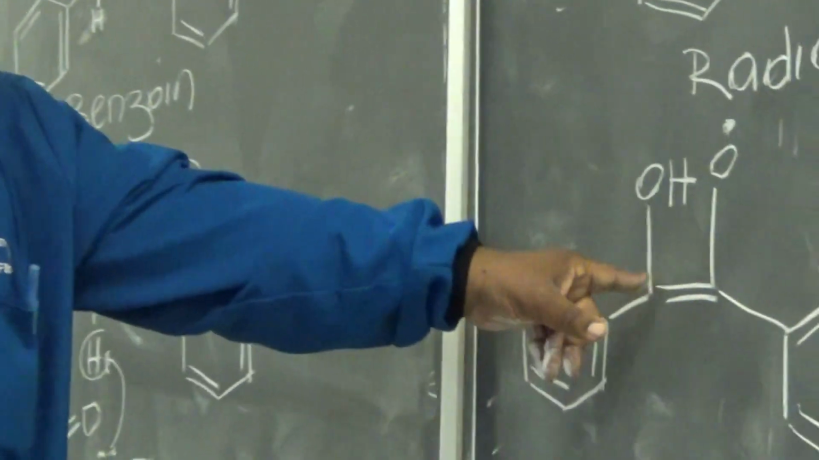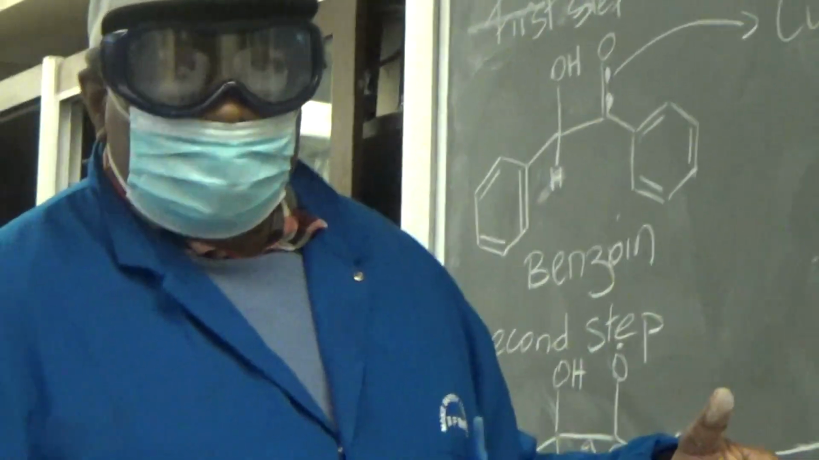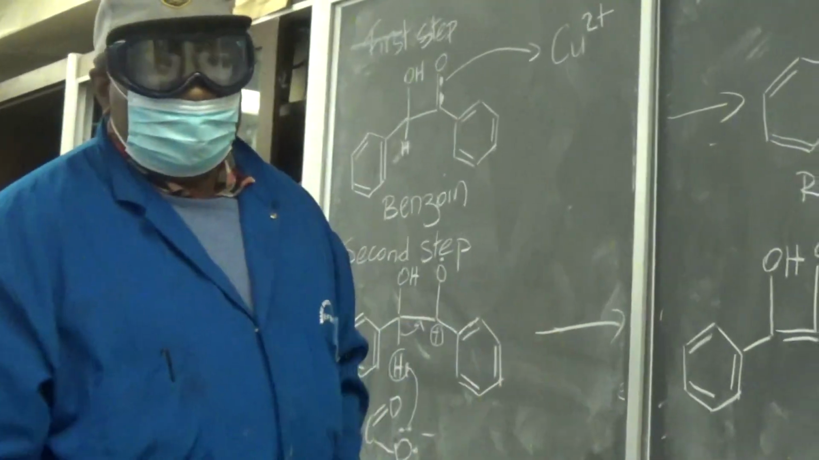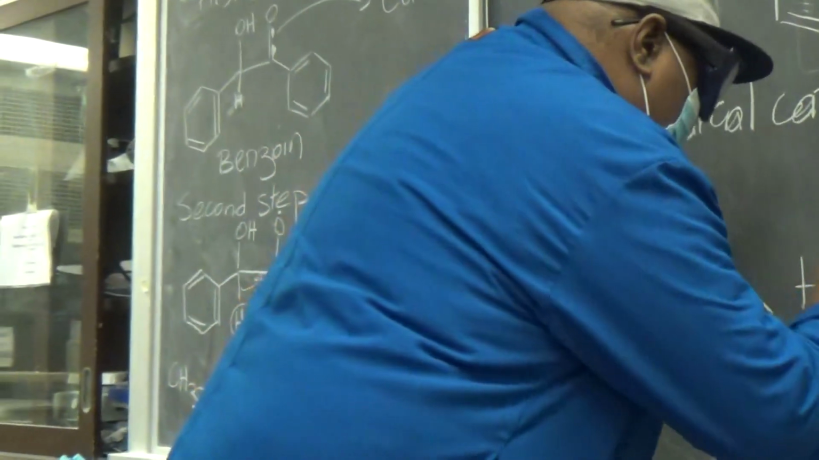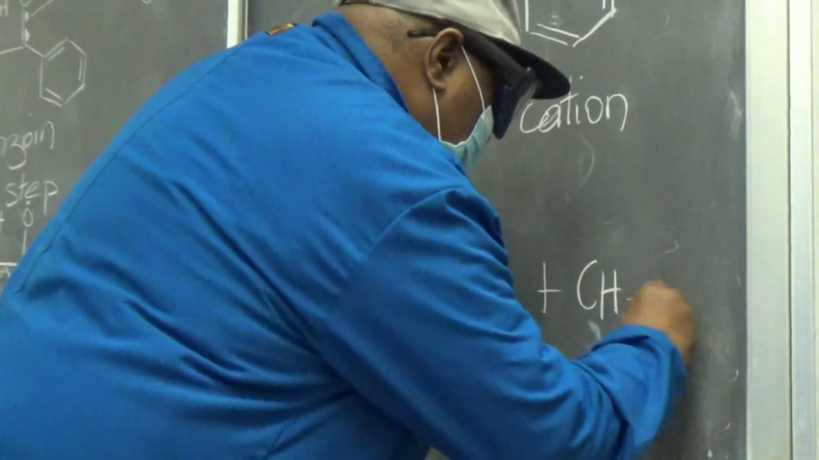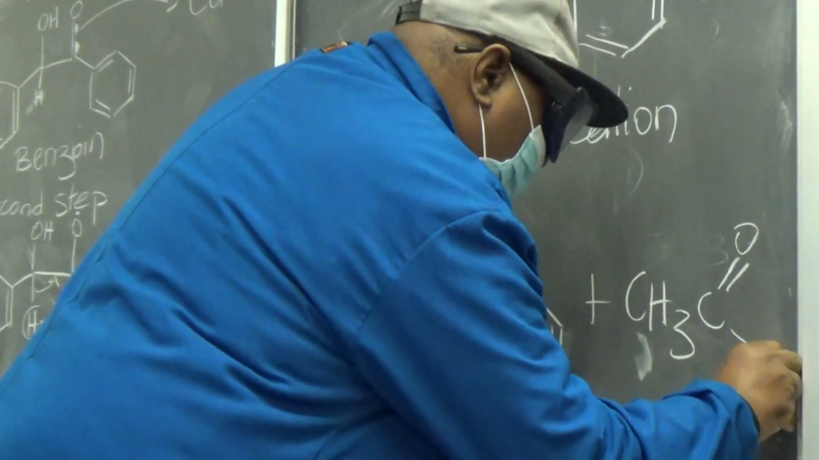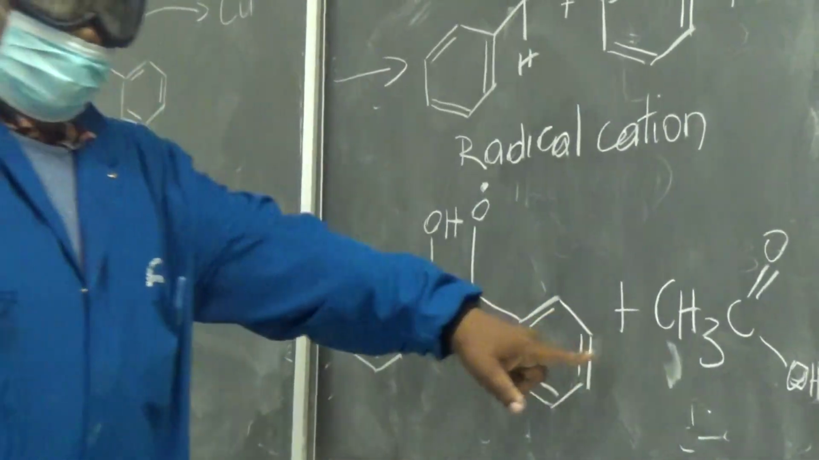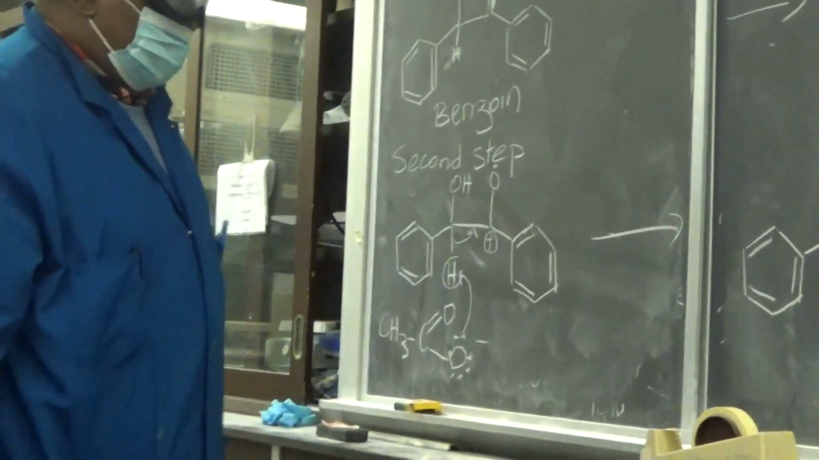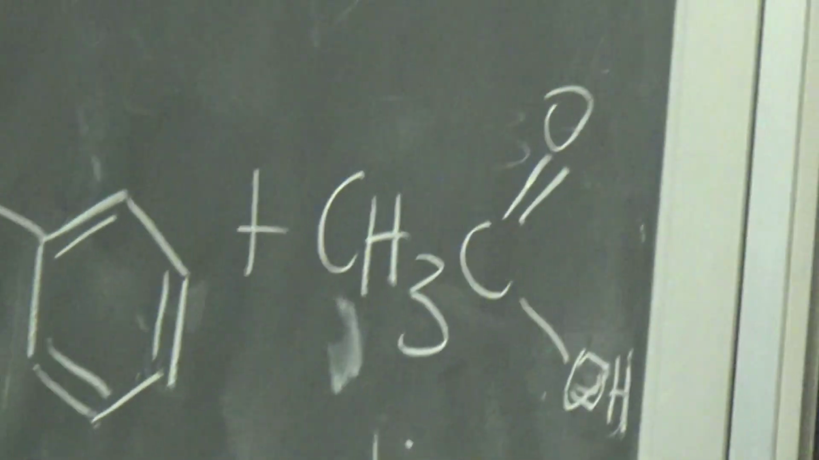It looks like an enol. Yeah, it's a benzoyl enol radical, something like that. But what is important is the enol here, plus acetic acid, because you just made acetic acid. Here, when you had acetate grab the proton, now you have acetic acid right there.